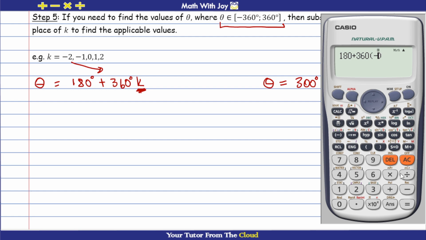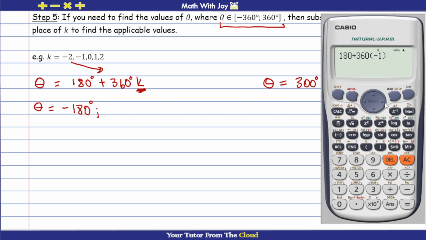Now let's go ahead and try to calculate if you put negative 2. Negative 2 also is outside the range, so we can't use this. And then we use negative 1. Negative 1 gives us negative 180. The value of theta we are going to get is negative 180 degrees. And we're still going to continue solving for this.